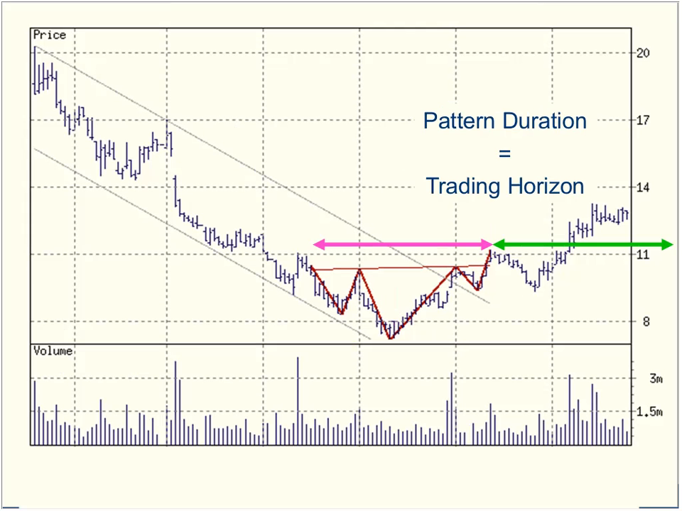What we can also do is measure the pattern duration. From the place where the price crossed the neckline in the downward direction to the place where we crossed it in the upward direction, that is the pattern duration. We add that pattern duration to the confirmation date, and that gives us a rough rule of thumb for how long we think it will take to reach the target price. So these are very actionable events because they tell us what may happen next and how long it may take to happen.